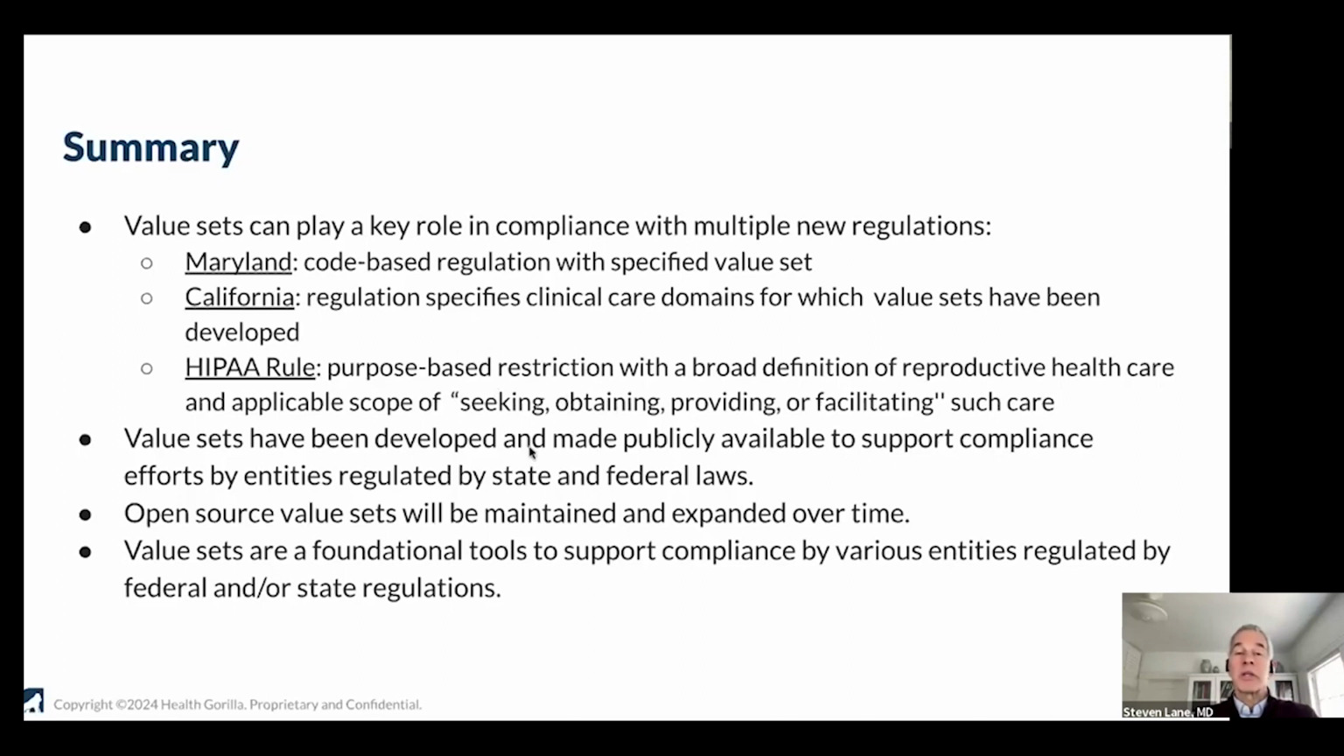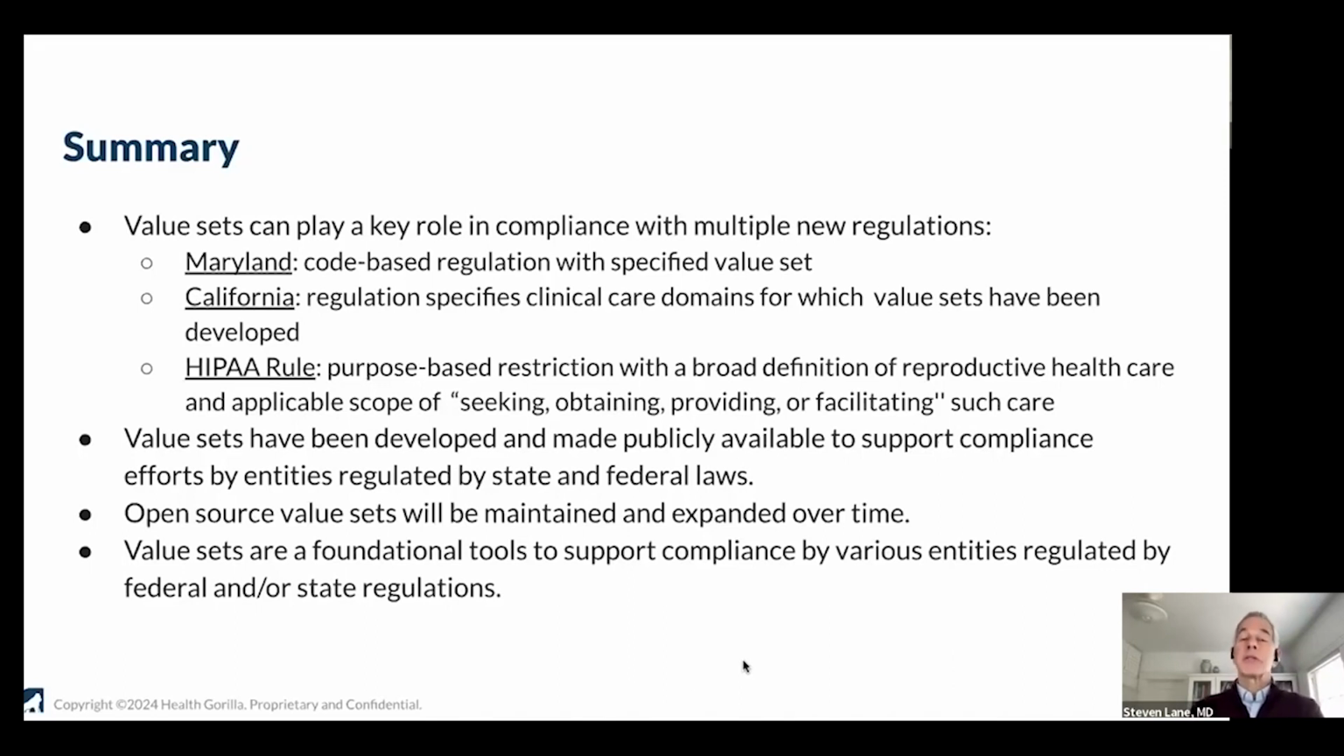I know we've got a number of folks on here from EHR developers, from others working in the health IT space, and the whole goal here was to make these value sets available in the public domain so that they can be put to use in various implementations. The HIPAA rule, as Raymond was just covering, is much more complex, with a much broader scope of data. Those value sets are being built out now, since that rule's only been out for a couple of weeks. And of course, because it is a purpose-based restriction, compliance will require much more than the use of value sets and data segmentation. But as I said, the sets are there.